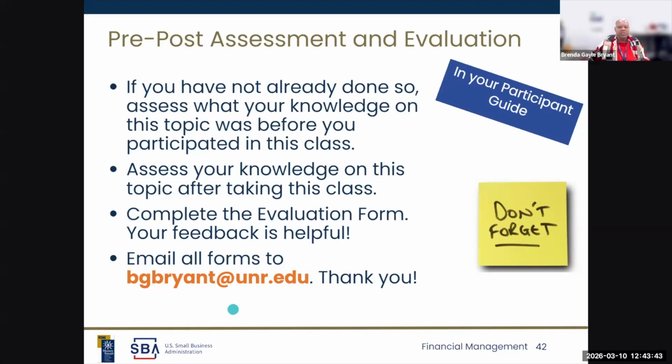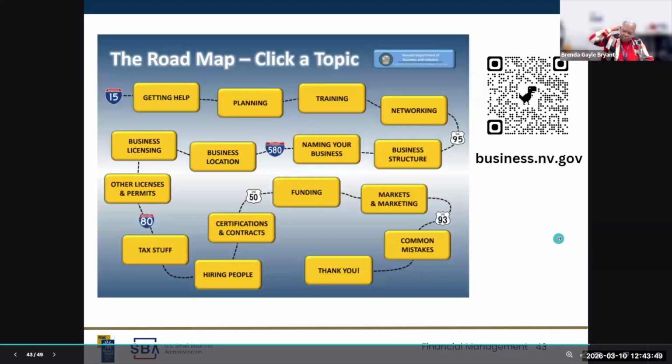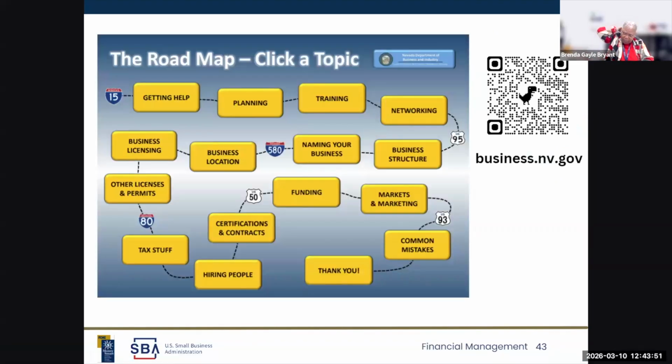So here's some references for resources that we use. One is called the Business Roadmap from the Department of Business and Industry here in Nevada. And it is simply that if somewhere in your journey in business, you may have a question, and maybe you have a question on places to go networking, then you just go here, click on the networking button, and it gives you sources where you can go network.